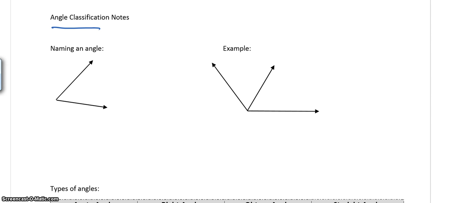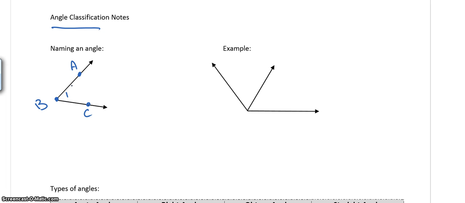First, naming an angle. Remember, an angle is constructed of two rays that meet at a point. A ray going in this direction and this direction, and the point they meet at is called our vertex. In this sense, my vertex is point B. I'm going to call this point A and this point C, and put a little number 1 here.